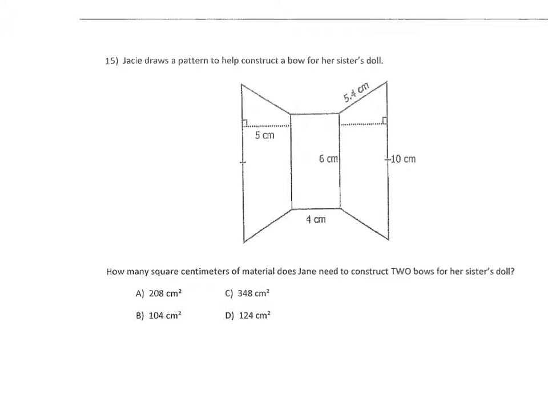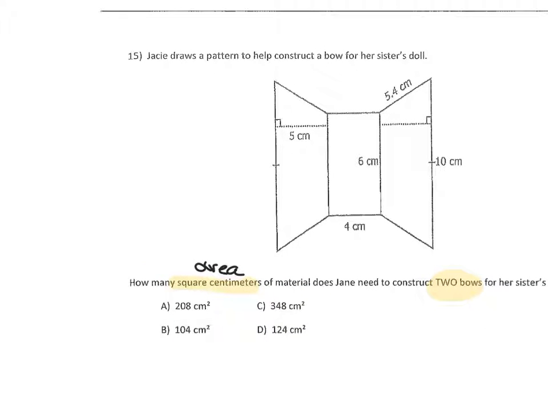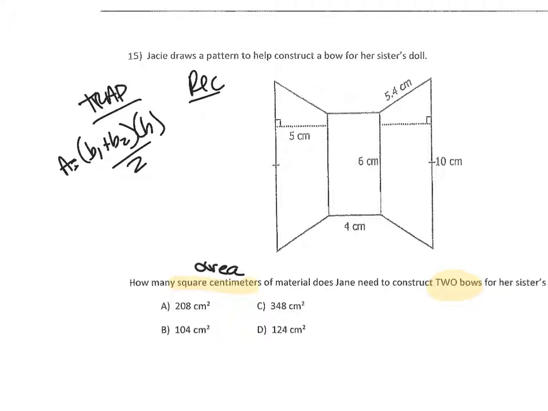Number 15. JC draws a pattern to help construct a bow for her sister's doll. How many square centimeters of material does Jane need to construct 2 bows for her doll? The square centimeters tells us we're talking about area. And we have 3 different shapes, but 2 of them will be the same area. But we've got trapezoid and rectangle. So formula for trapezoid, area equals base 1 plus base 2 times height divided by 2. Rectangle is base times height.